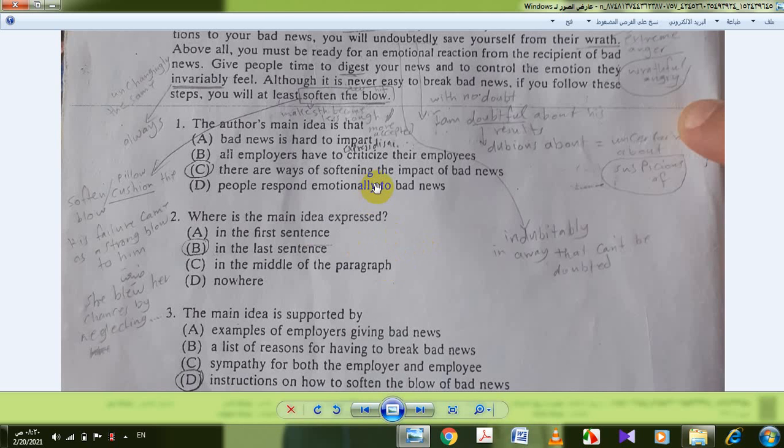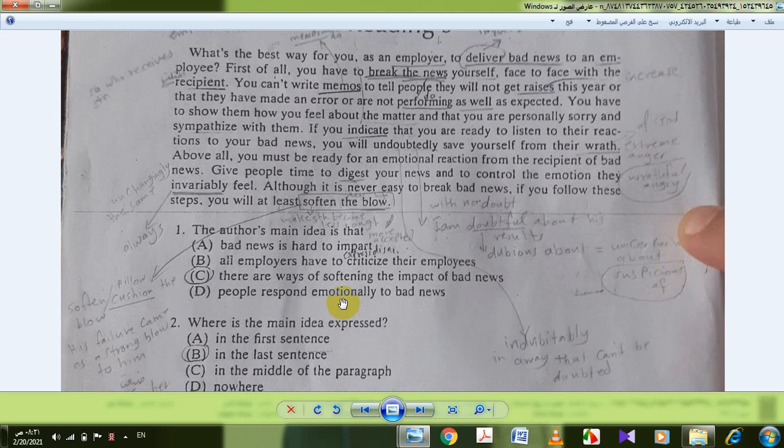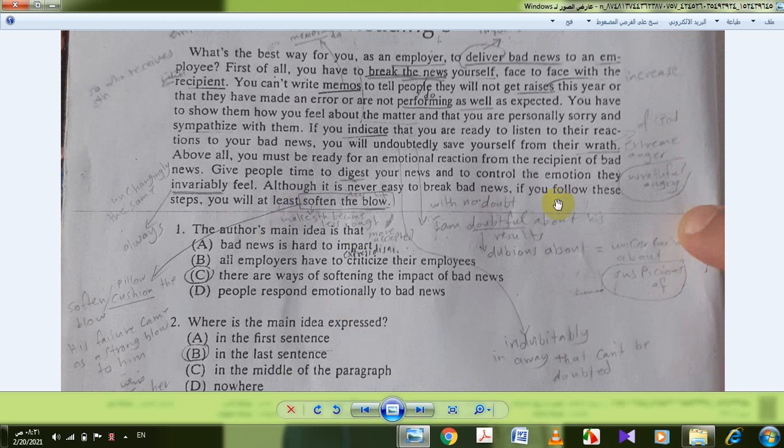Criticize, of course, means express disapproval. If you criticize somebody, it means you are expressing your disapproval of his or her behavior. Good. Where is the main idea expressed? In the first sentence, in the last sentence, in the middle of the paragraph, or nowhere? Of course, it is in the last sentence, because although it is never easy to break the news, if you follow these steps, you will at least soften the blow.